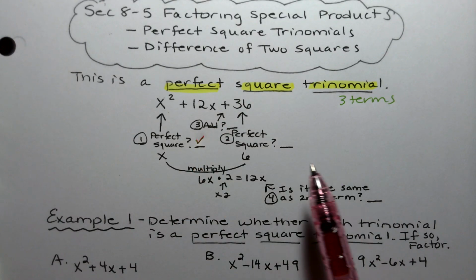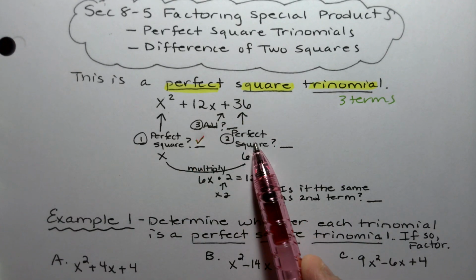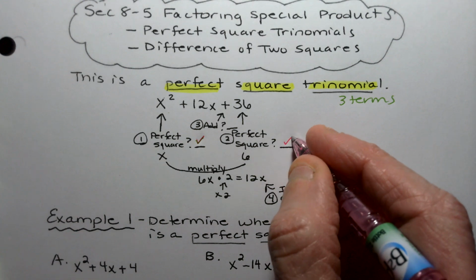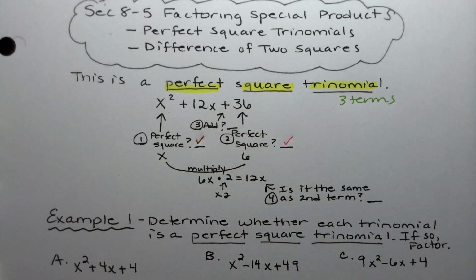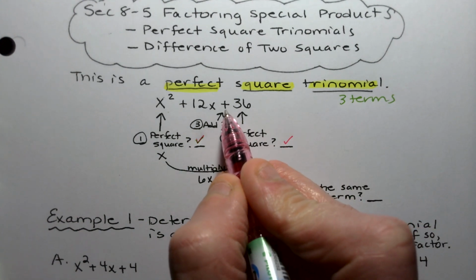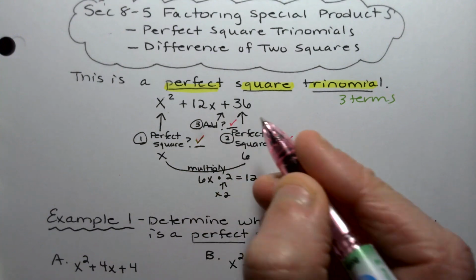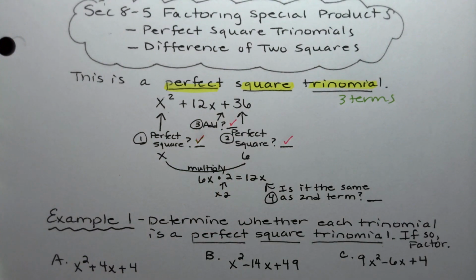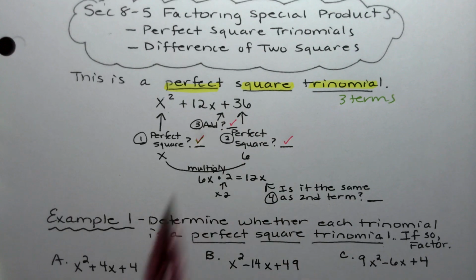Check. Then we look at the last term. Is that a perfect square? Check. Then we look to see if that second sign is addition. Check. So far they're pretty quick checks if you know what to check. You're checking that, checking that, checking that.